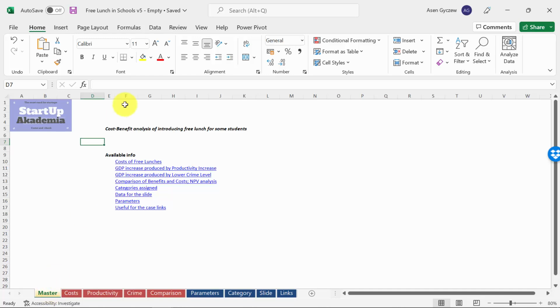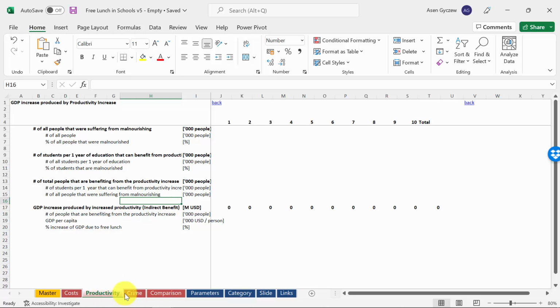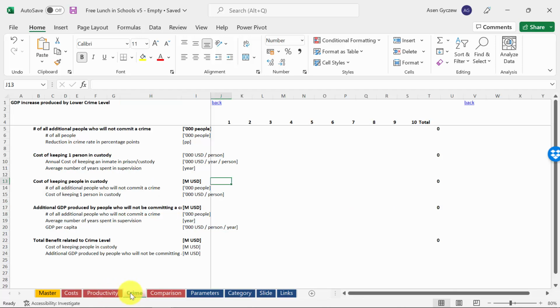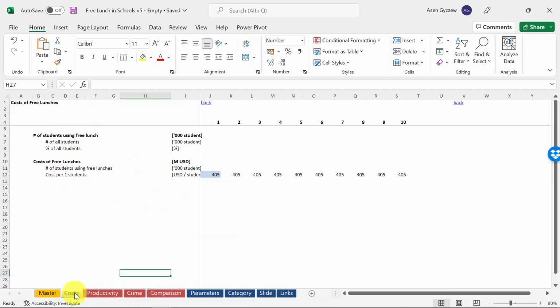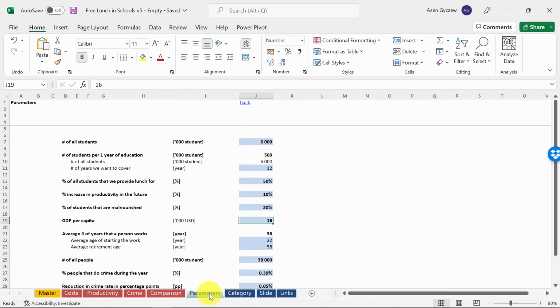As always, in the sheet master, we have a table of content. As you can see, we have described the benefits in separate sheets. So in productivity, we're going to have an estimation of the benefit of higher productivity in the future, and crime benefits related to the lower crime costs of the free lunch will be estimated in the sheet costs. Before we discuss each and every sheet in detail, let's maybe have a look at the sheet parameters, where we have the main assumptions for this case study.